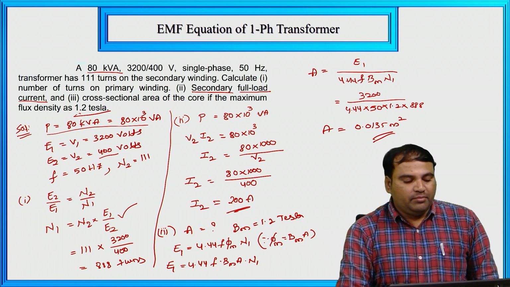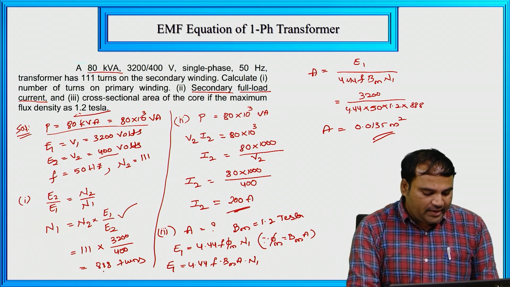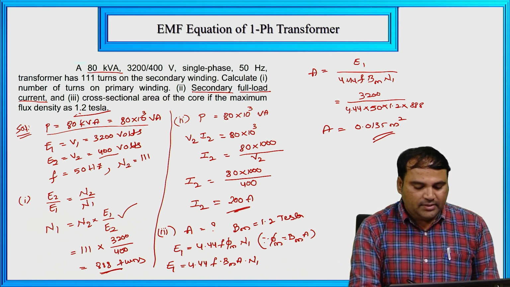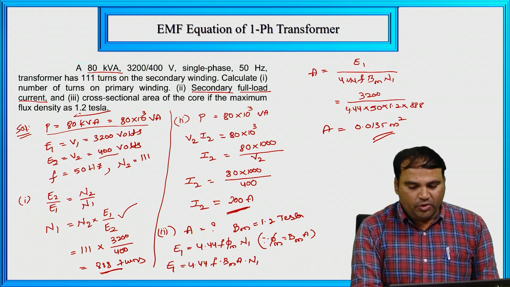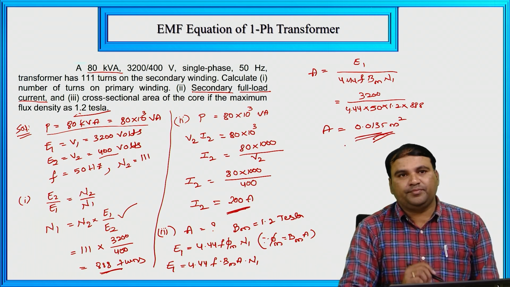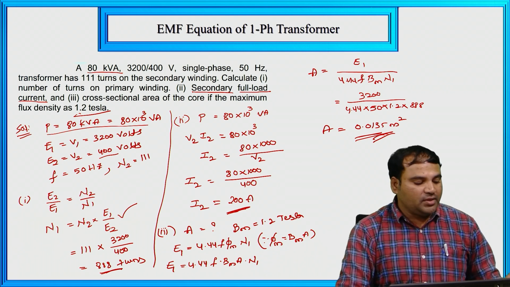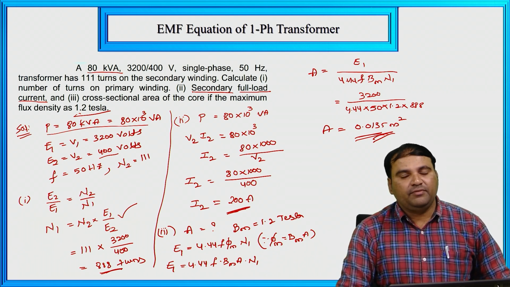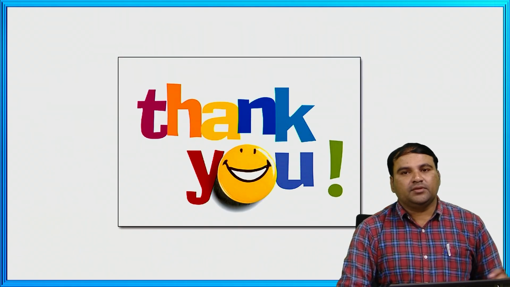So by using that given problem we get the primary number of turns, secondary full load current, and area of the core, right? Here are some problems on the EMF equation of a single phase transformer. Okay, so thank you one and all.